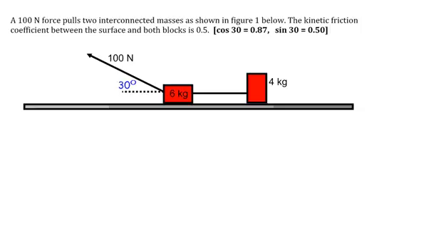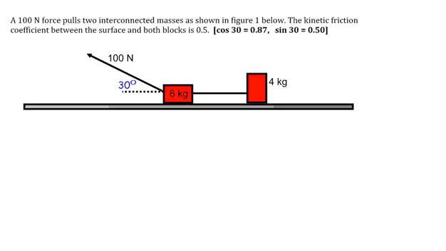We shall go through solving this interconnected body problem with a force acting at an angle. Let's read the question. A 100 Newton force pulls two interconnected masses as shown in the figure. So there's the 100 Newton force, and there's the two interconnected masses. The kinetic friction coefficient between the surface and both blocks is 0.5. So we can use that to find out the friction force.